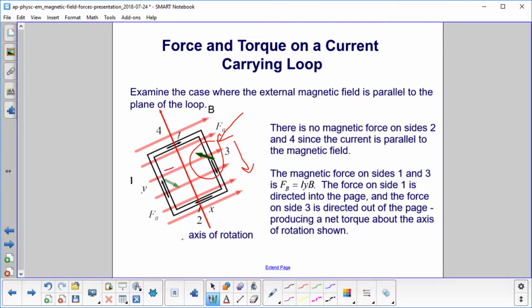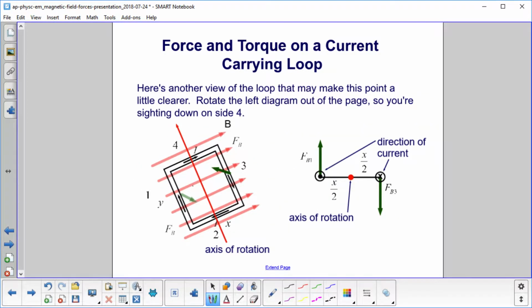You do the same over here, except this time your four fingers point up. You find a magnetic force into the page, and that's represented by this slightly less prominent green. It's a little faded. So you can picture this rotating about the axis of rotation, where this side is coming out of the page and this side is going into the page, and it just rotates like that. So you've got a net torque about the axis of rotation.